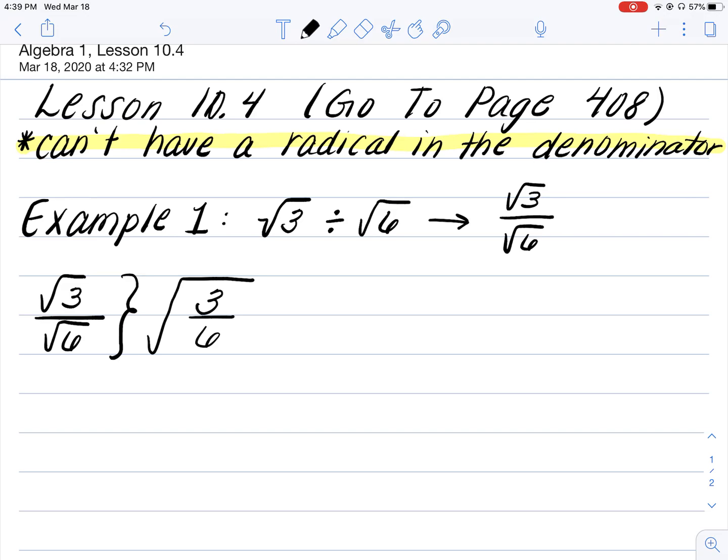And if you notice this as a fraction, you might be able to simplify this. So let's simplify this whole radical and the fraction that's inside. Instead of 3 over 6, we're going to have 1/2. Now here's the problem. 1/2 means radical 1 over radical 2. This is still a problem. You still have a radical in the denominator, right? So how do I get rid of this?